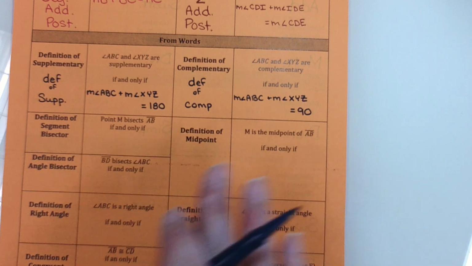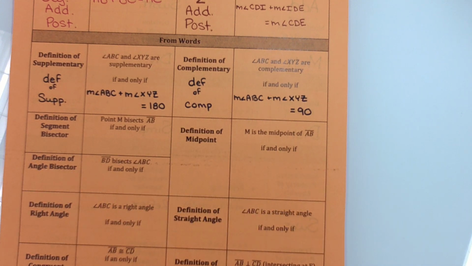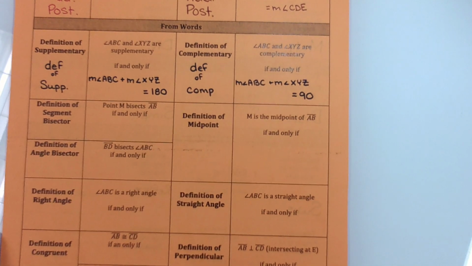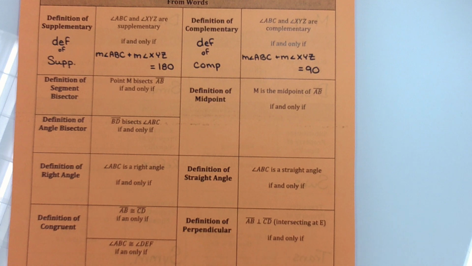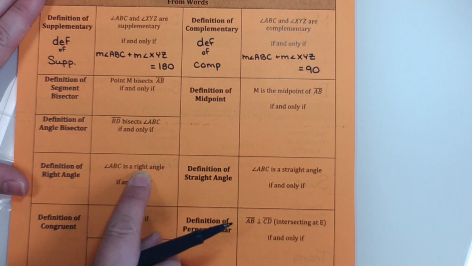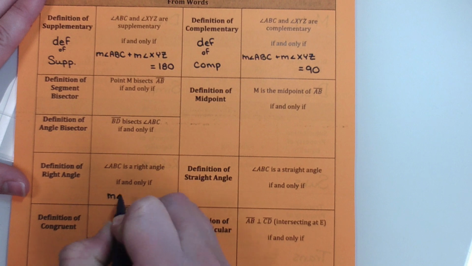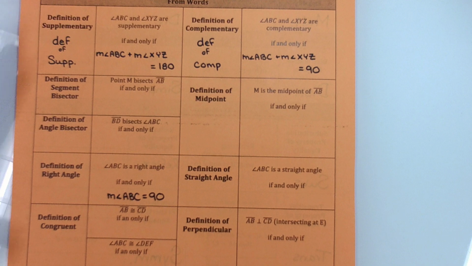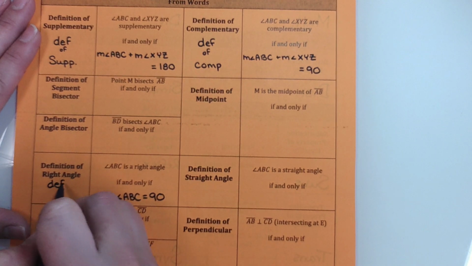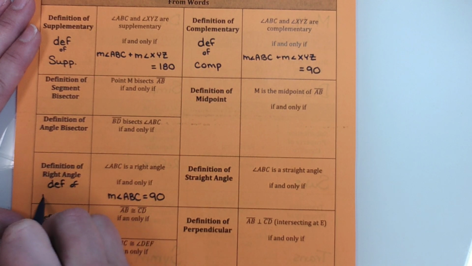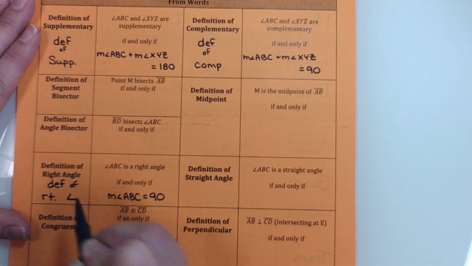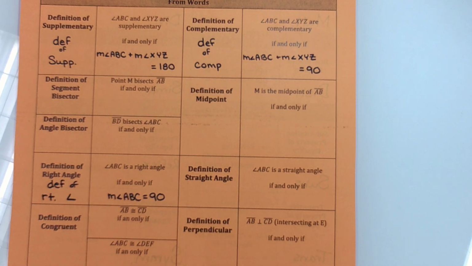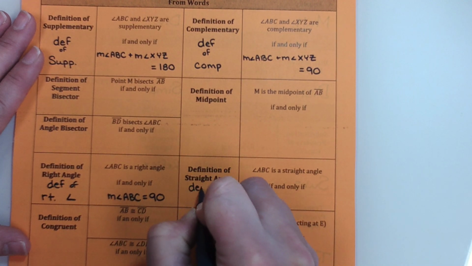Now the bisectors and the midpoints, those are going to come up on Monday, so we're going to skip over those. We're going to skip down to definition of right angle, which in theory you should already know what the definition of a right angle is. It's a 90-degree angle. So if you see angle ABC is a right angle, then in your proof you can write the measure of angle ABC is equal to 90. Yes, technically degrees. Def of right angle, I do RT for right, and then I do the angle symbol. Definition of a straight angle is another one you should technically know already.